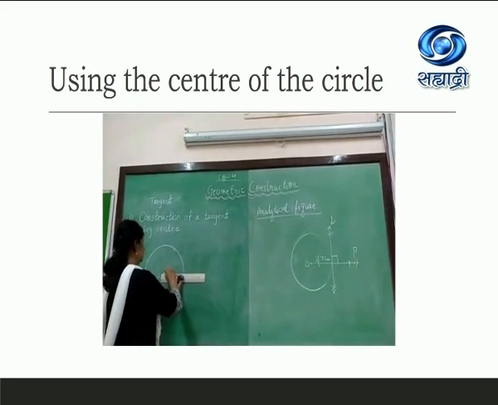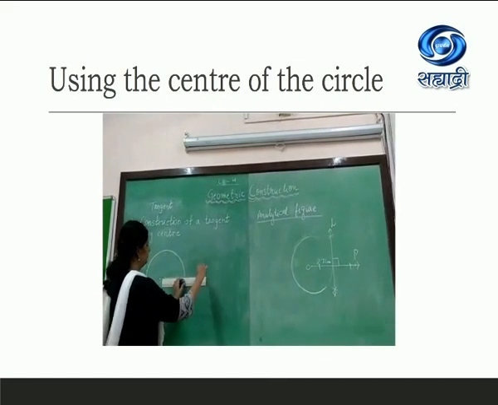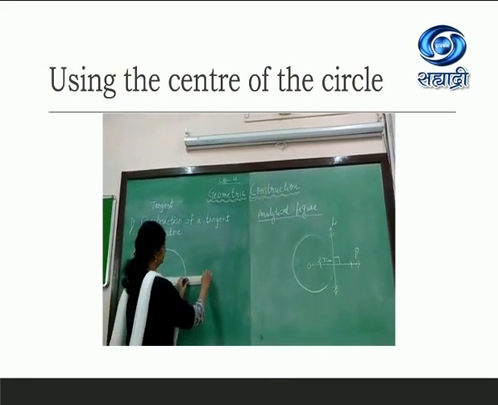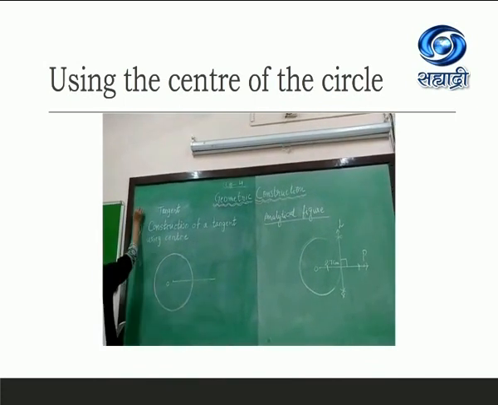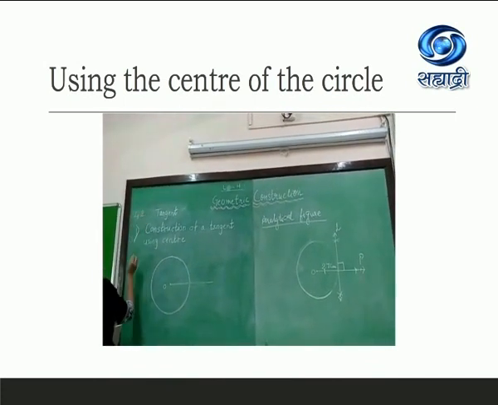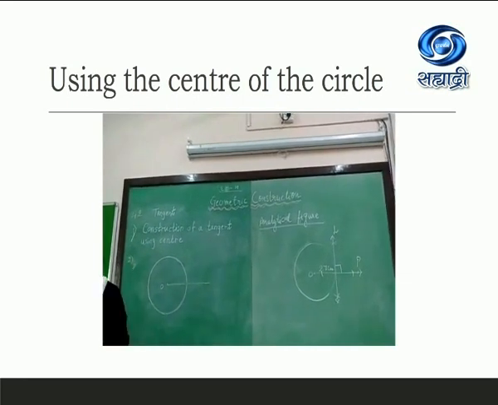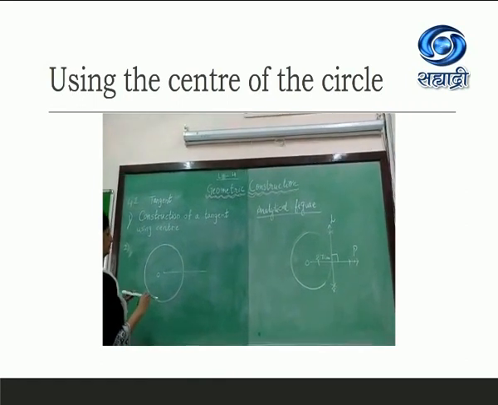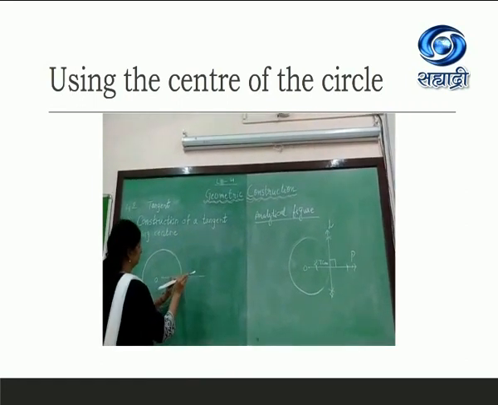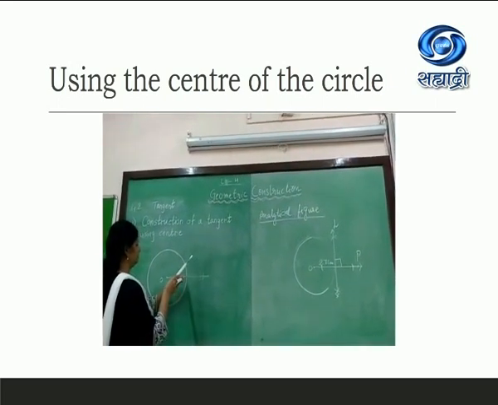Here, they have given the measure. The radius of the circle is 2.7. So starting from the center, draw a ray. Center of the circle is O. This is one example we have taken right from 4.2. Second example: construct a tangent using the center with the radius 2.7.